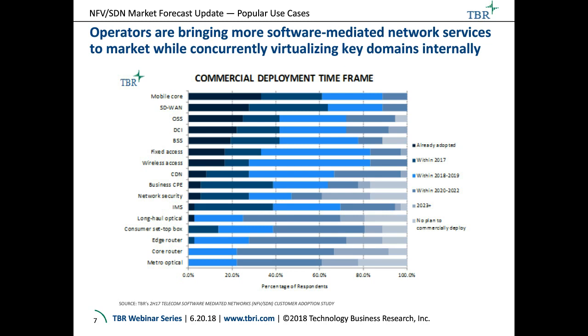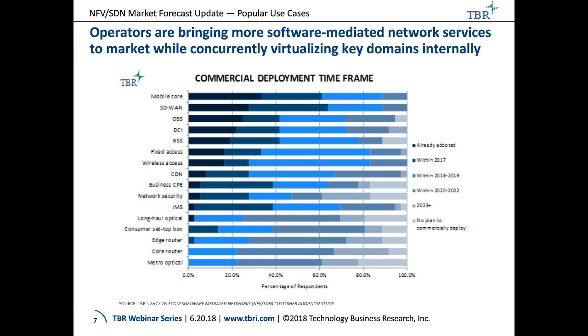So as we can see here, mobile core, so the vEPC, and SD-WAN, those are the ones that are being most widely deployed. Many of these were deployed in 2017. This graph is about 6 months old now. But at that time when we did the study, they were already in the process of commercially deploying within 2017. And what we see here is as we move down the list, we've got other different domains that are being slated for virtualization.